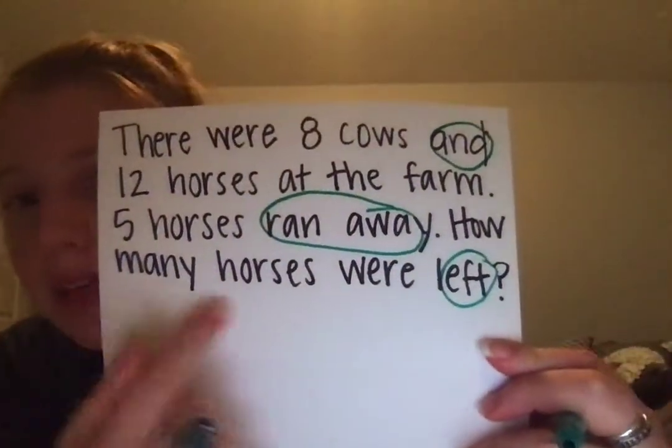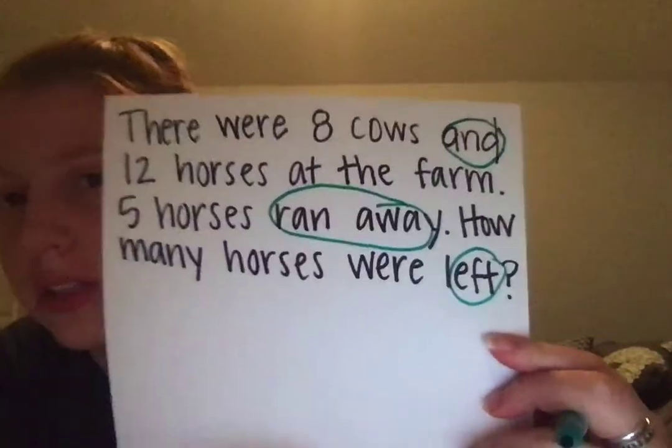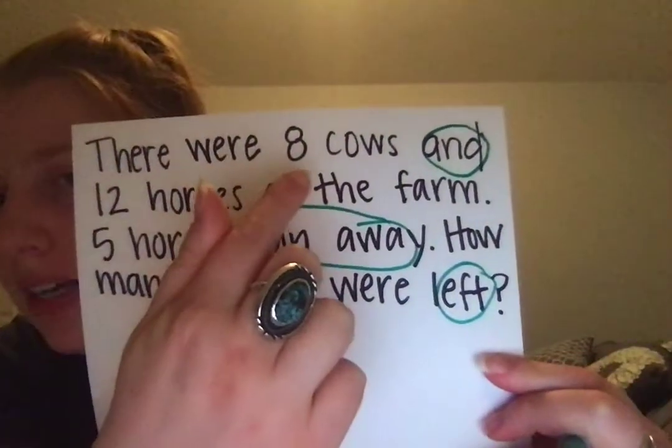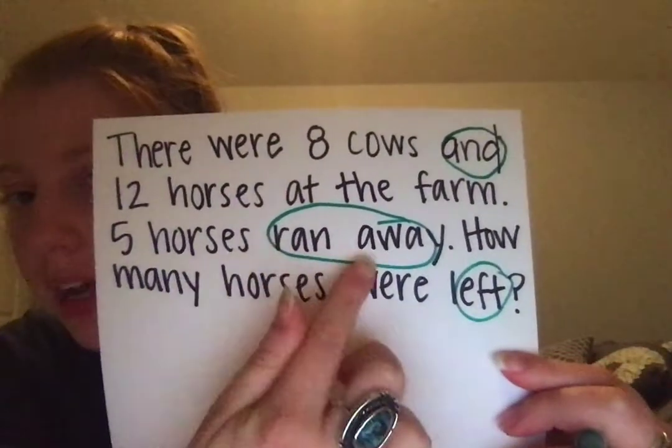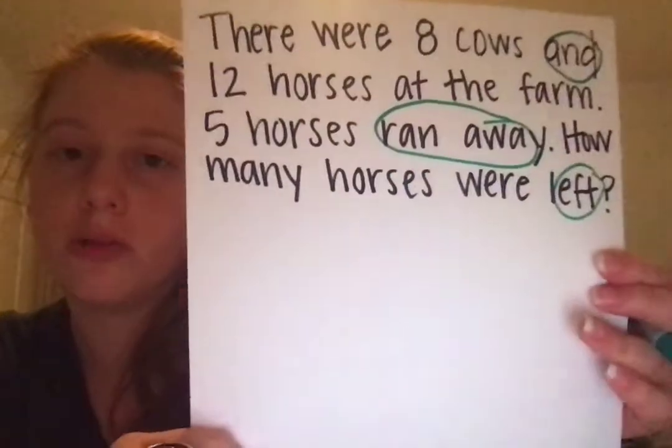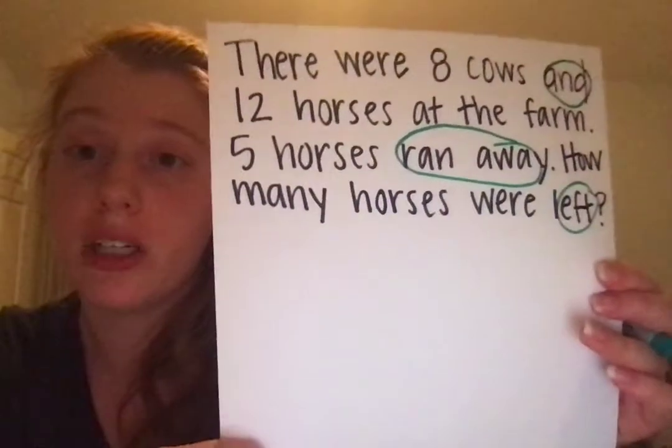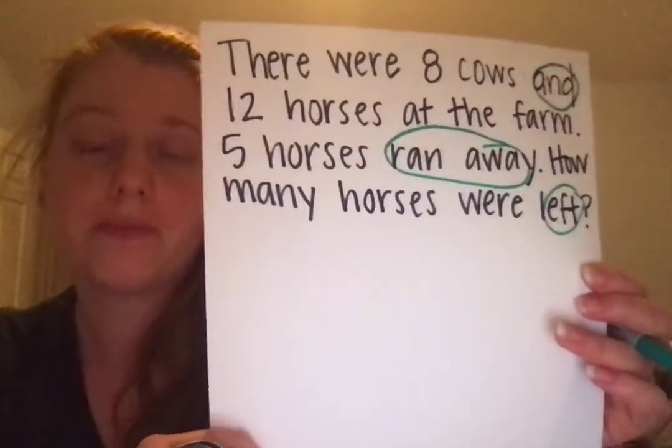Because it's asking me how many horses were left, I know that we don't need to add the cows in. We don't need to worry about the cows. So that tells me that ran away and left are our 2 keywords we need to focus on. And that tells me that we need to do subtraction for this.